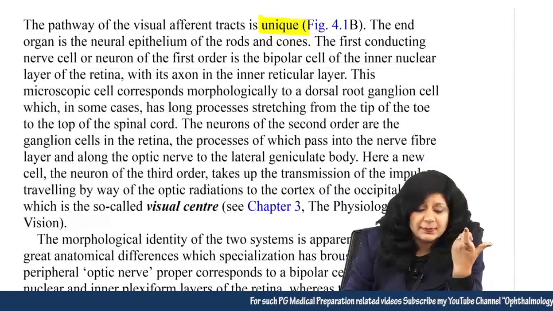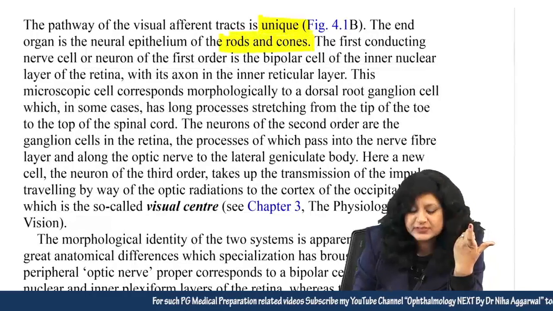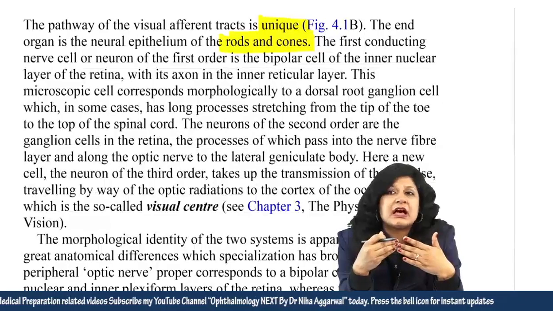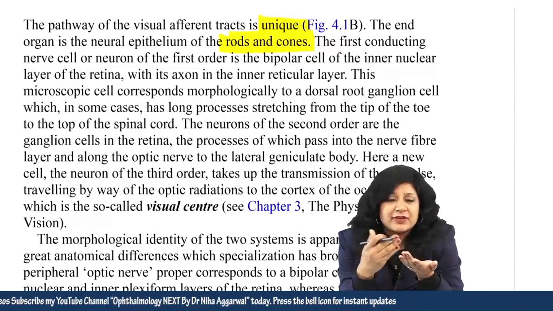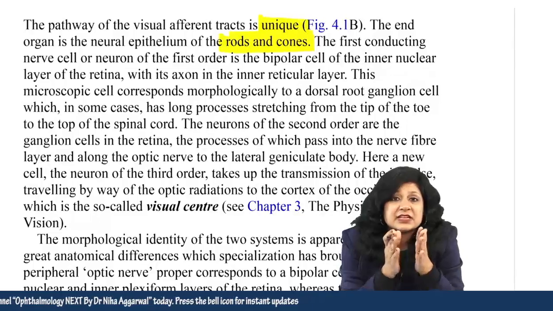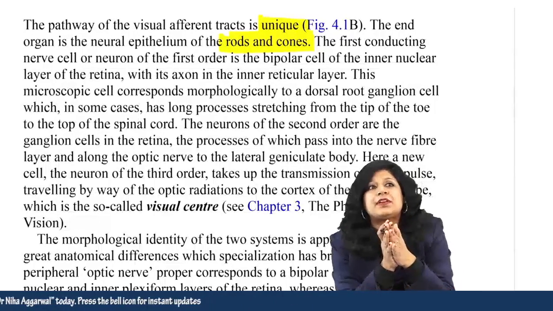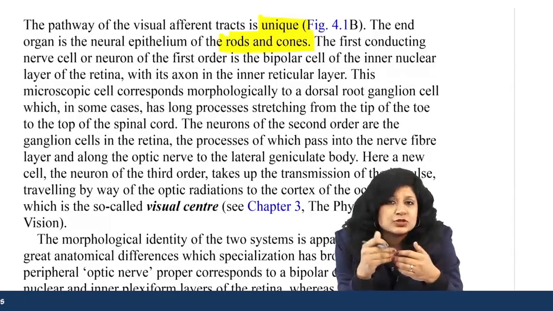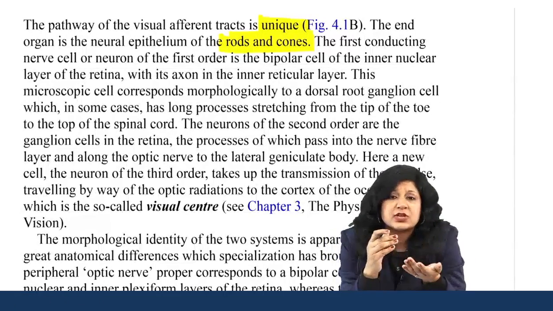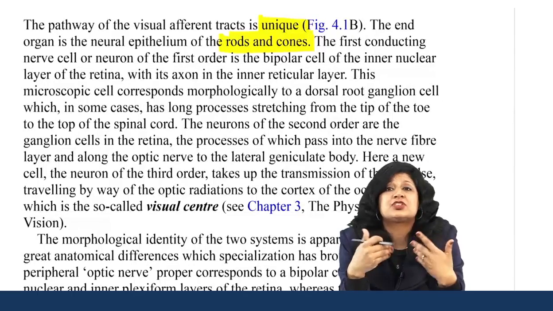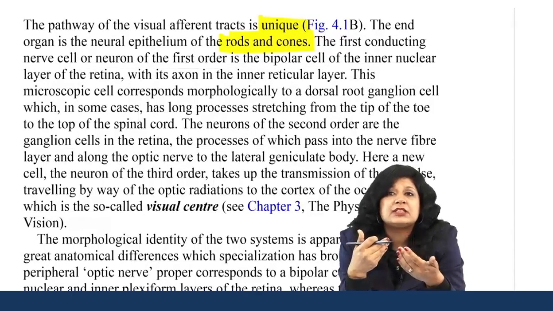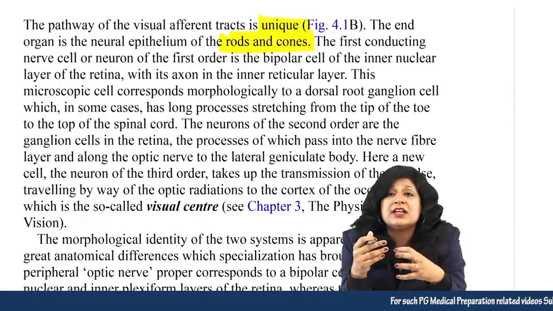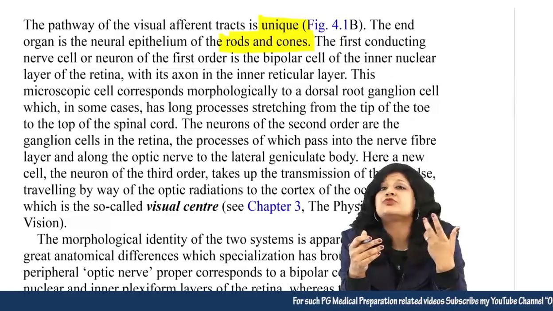The end organ lying in the neural epithelium is very basic, that is the photoreceptors, the rods and cones. These photoreceptors are very unique in the sense that everywhere else we have only sensory end organs, but in the eye, in the photoreceptors, that is the rods and cones, we have the generation of the impulse. Because the photoreceptors are the only receptors where you have the generation of the impulse, they are considered to be the first order neurons.